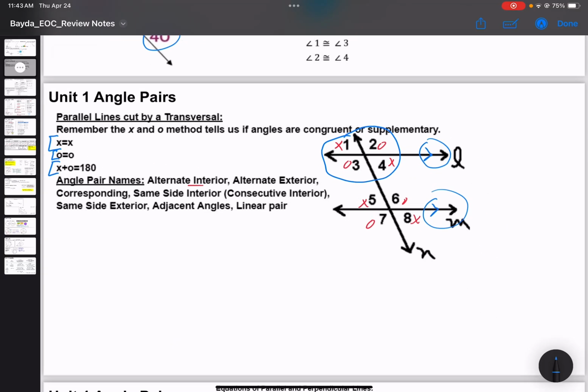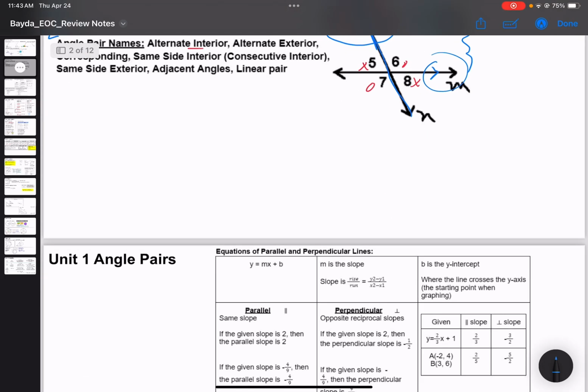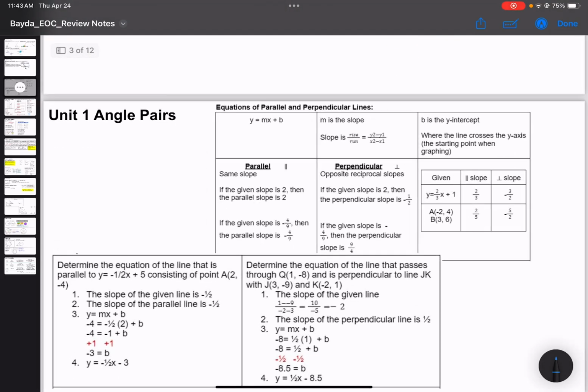Remember the names as well. They kind of tell you where they're at. Alternate means it's jumping across the transversal. Same side means it's on the same side. In between the lines is your interior. Outside is your exterior. Moving on, make sure you remember about your parallel and perpendicular slopes.